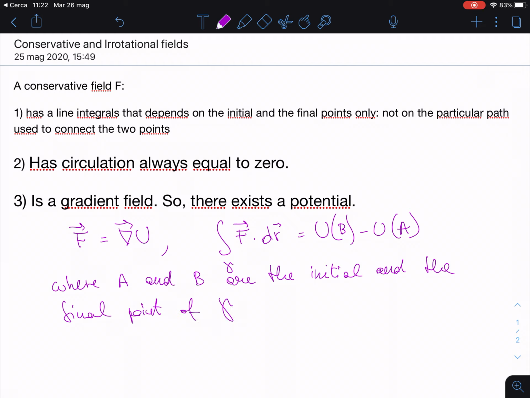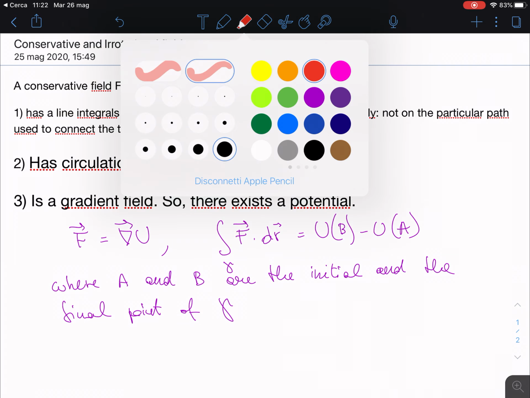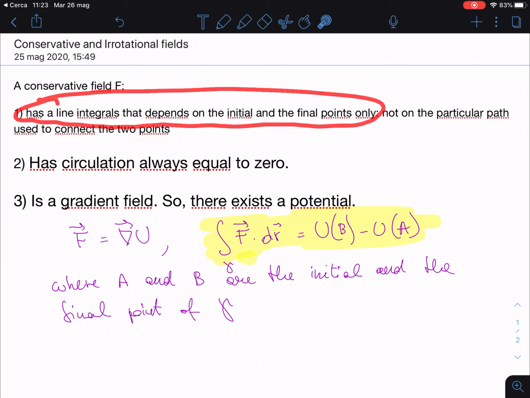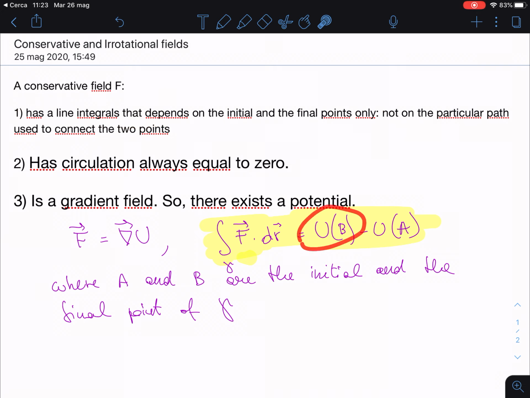Because once you really grasp this point, then you immediately have everything else. First, it is clear that the line integral depends on the initial and the final points only, because here you have U of B, the final point, and U of A, and no reference to the particular shape of gamma. Second, the circulation is always equal to 0.